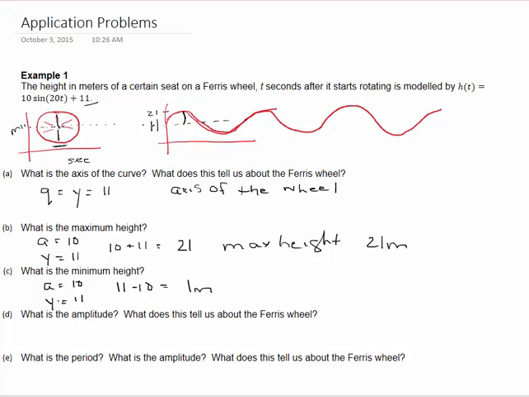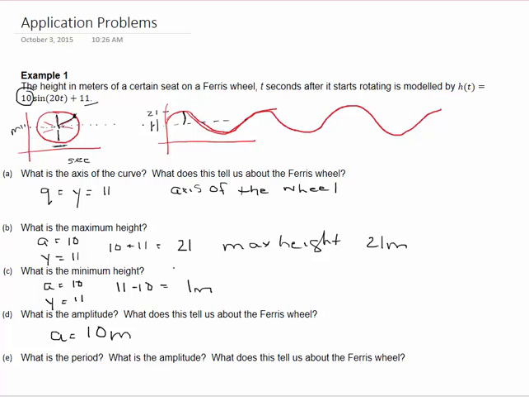So as we've already identified, our amplitude is 10 meters, and we could tell that from our A value in the equation. And what does this tell us about the Ferris wheel? The Ferris wheel itself, it tells us from the middle to the highest point, from the middle to the lowest point. It also tells us if you were actually seated there, let's just pretend this is a seat, you sitting there going around and around on the ride, from the spoke out, you are 10 meters away from the middle.